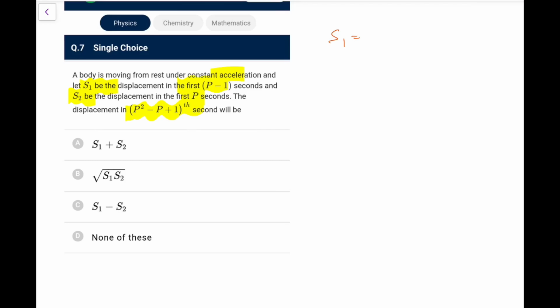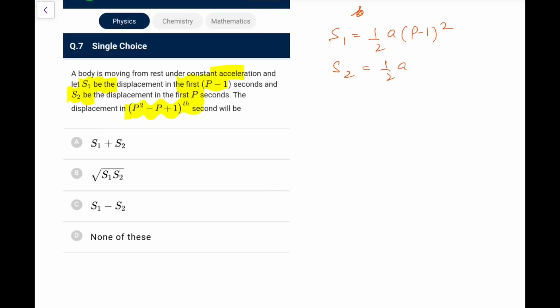S1, because it is started from rest, we denote Sn in n seconds. In first n seconds, that would be half a t square, so half a into p minus 1 whole square. S2 is equal to, in first p seconds, half a p square, you can write it here. Okay, so if I open the above one, it is half a p square minus 2p plus 1.